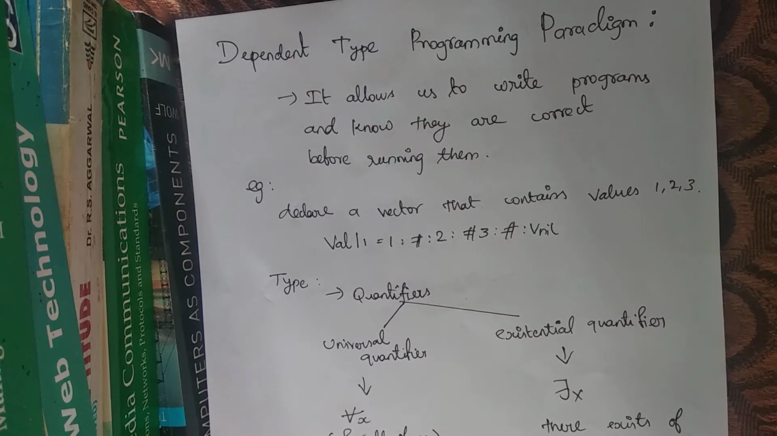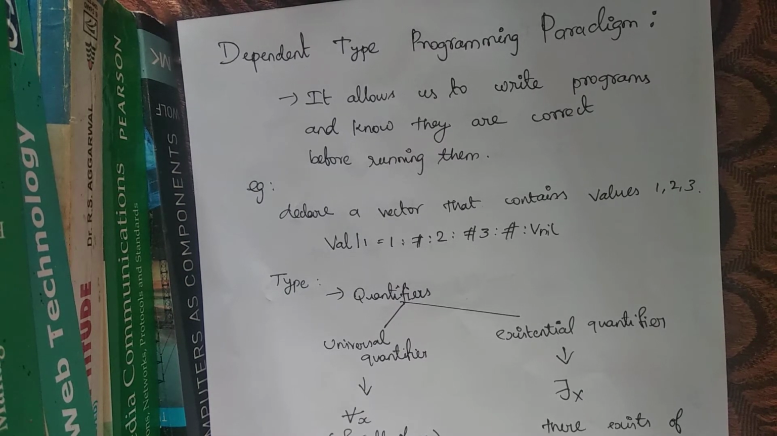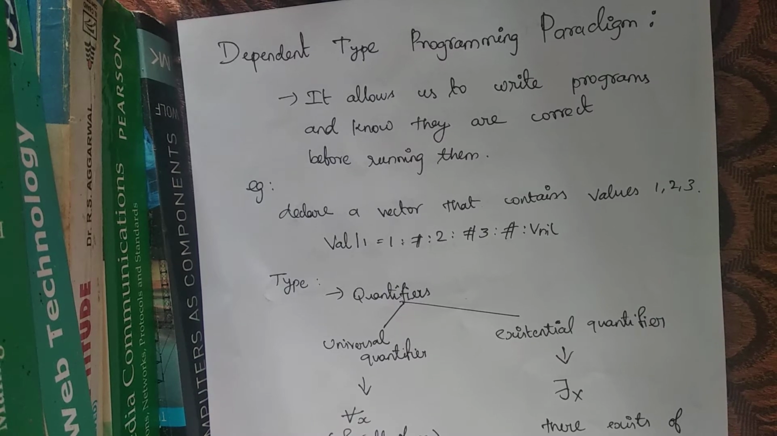So what is the use of it? We can get an error in the logic, before we run the program itself. That is, once we write a program, we can find errors in the logic before running it. So this is the use of the dependent type programming paradigm.